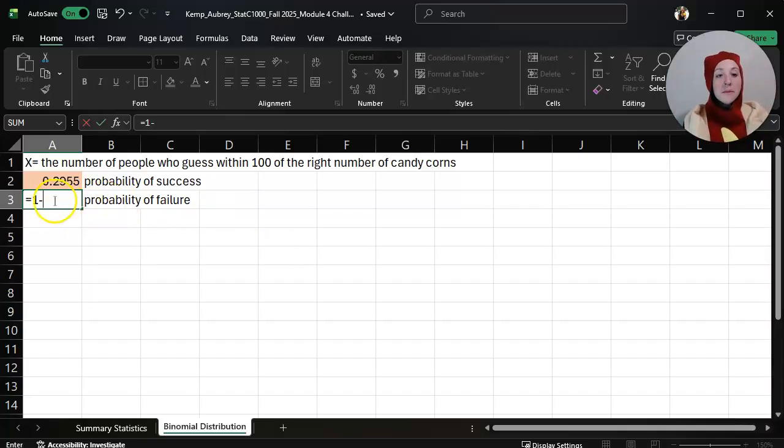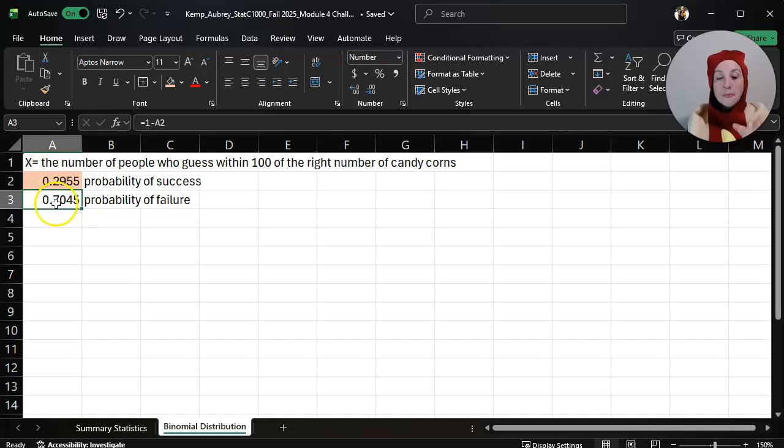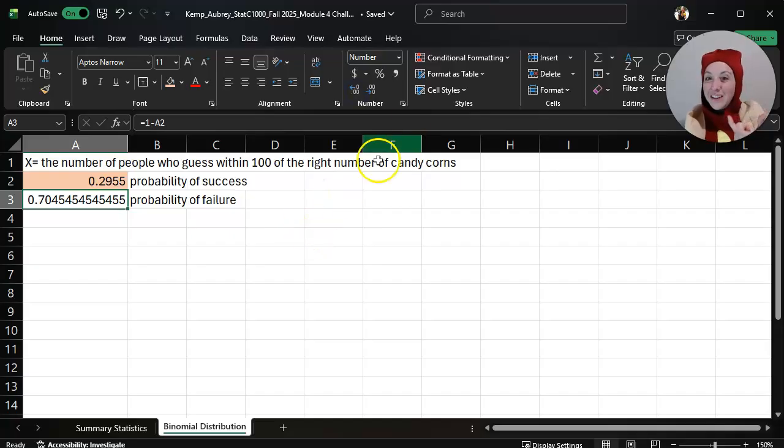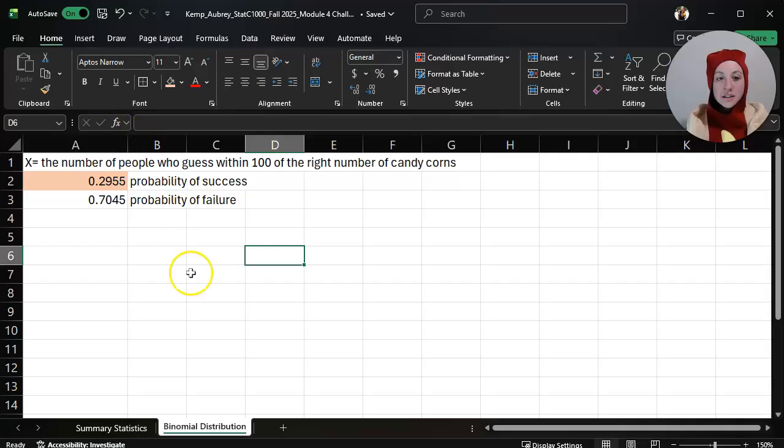Okay, so we can type equals 1 minus, and then I'm going to click on this number. The reason I'm clicking and not typing is that when you click on this cell, it takes that exact value. What we see is a rounded number, but when Excel is calculating this, it's actually using the exact value that's written there. So when I hit enter here, this is an exact value as well. That's why I'm clicking on that instead.